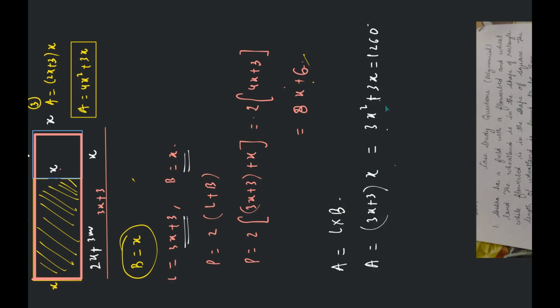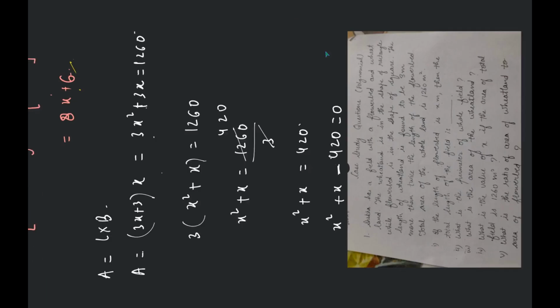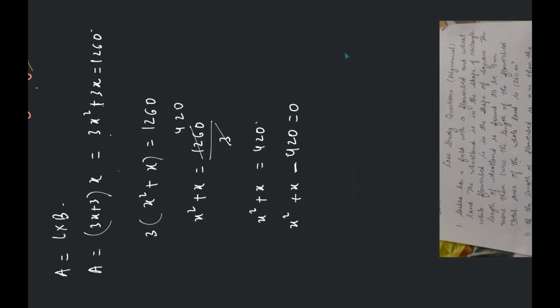Getting or not? From here we calculate. Take x. You understand or not? Okay. 3x square plus 3x equals 1260. When you do the calculation, that is x square plus x is equal to 1260 upon 3. 3 4s are 12, 3 2s are 6. x square plus x is equal to 420. That is x square plus x minus 420. Getting or not? Please reply. You understand?